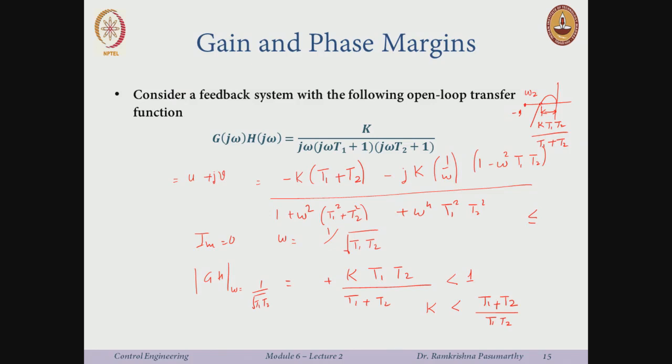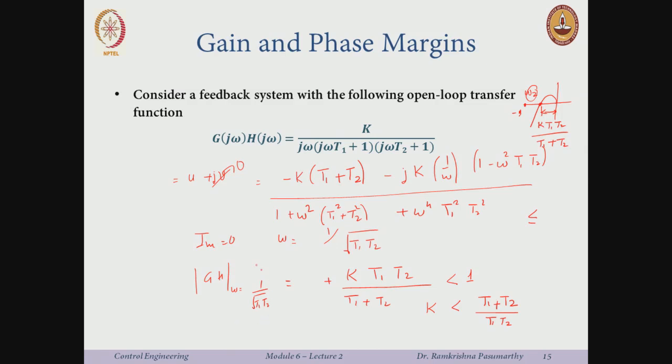How far is this guy from the point minus 1 plus j 0? How do I compute this? I just put the imaginary part of this guy to 0 and I compute the frequency. This frequency is omega 2, or what we call the phase crossover frequency.